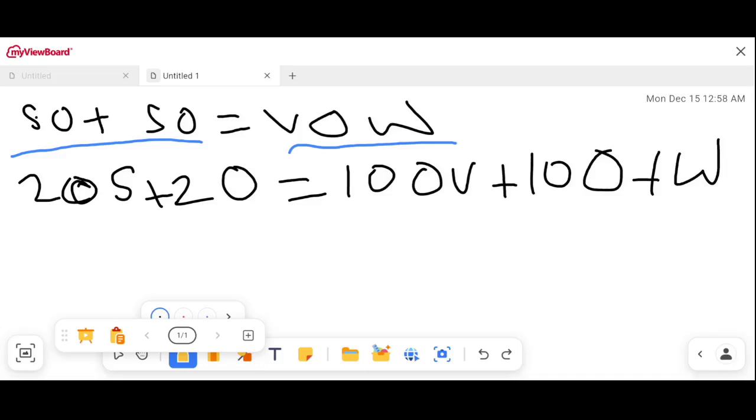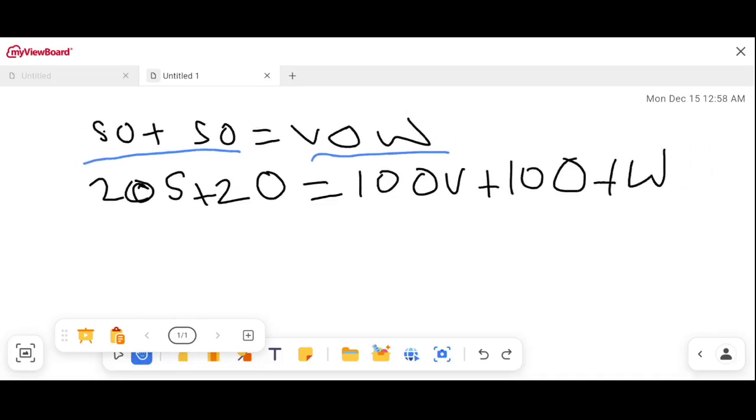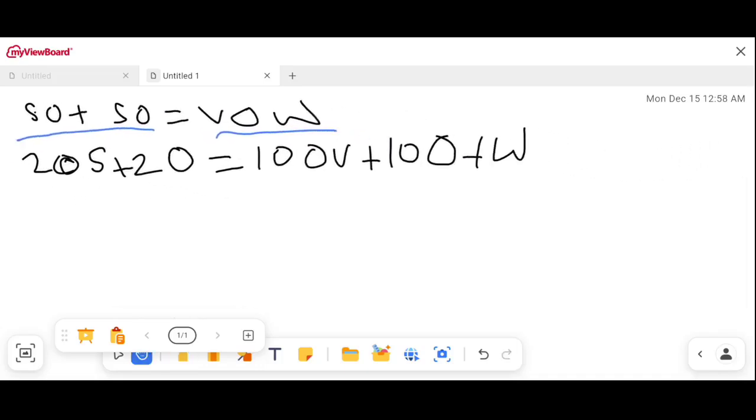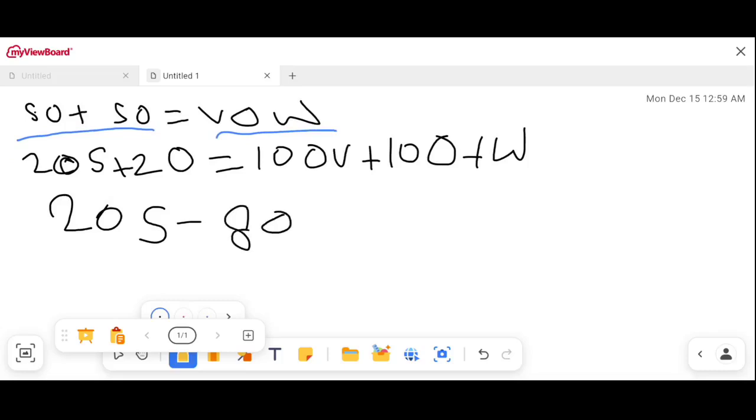So now we will take the like terms on one side and our equation will look like 20S minus 8O equals 100V plus W.